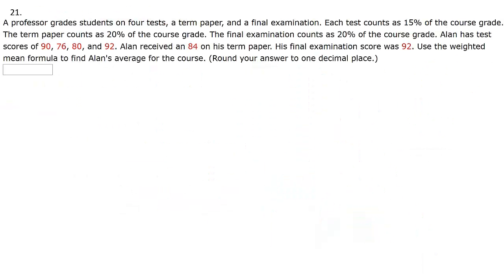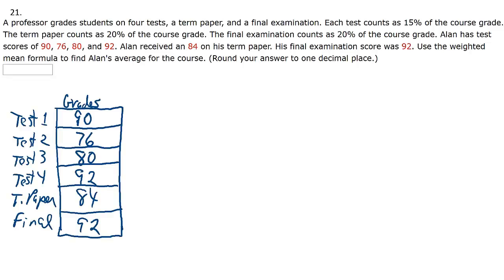Number 21. A professor grades students on 4 tests, a term paper, and a final exam. Each test counts as 15% of the course grade. The term paper counts as 20% of the course grade. The final exam counts as 20% of the course grade. Alan has test scores of 90, 76, 80, and 92. Alan received an 84 on his term paper. His final exam score was 92. Use the weighted mean formula to find Alan's average for the course and round the answer to 1 decimal place.